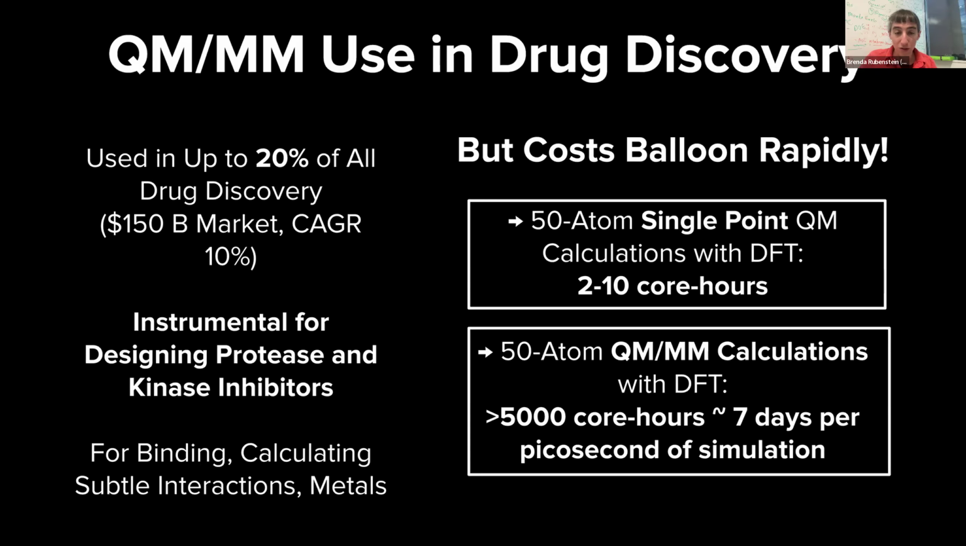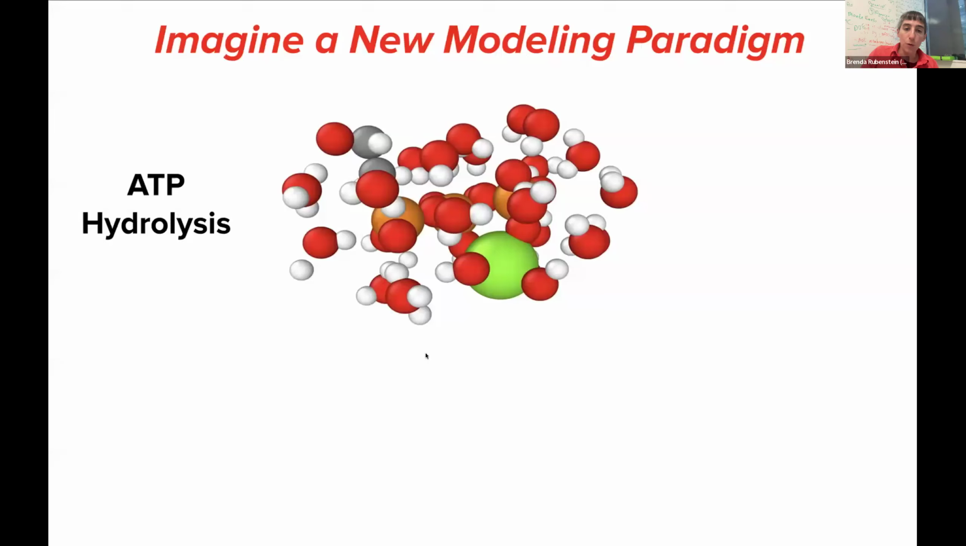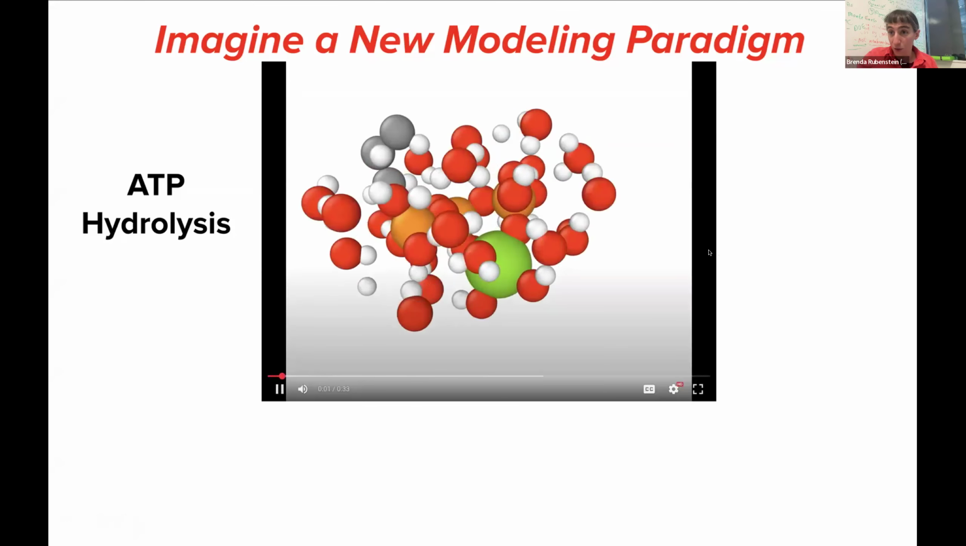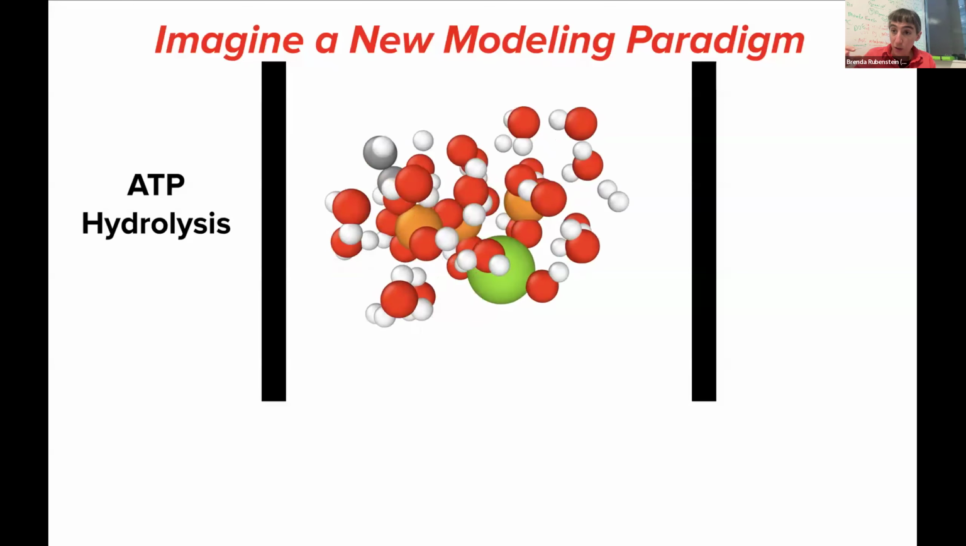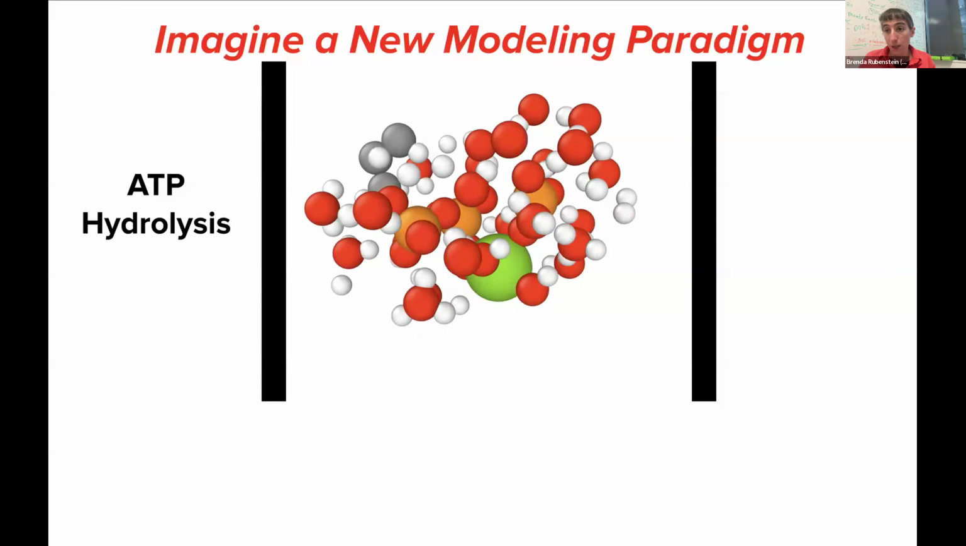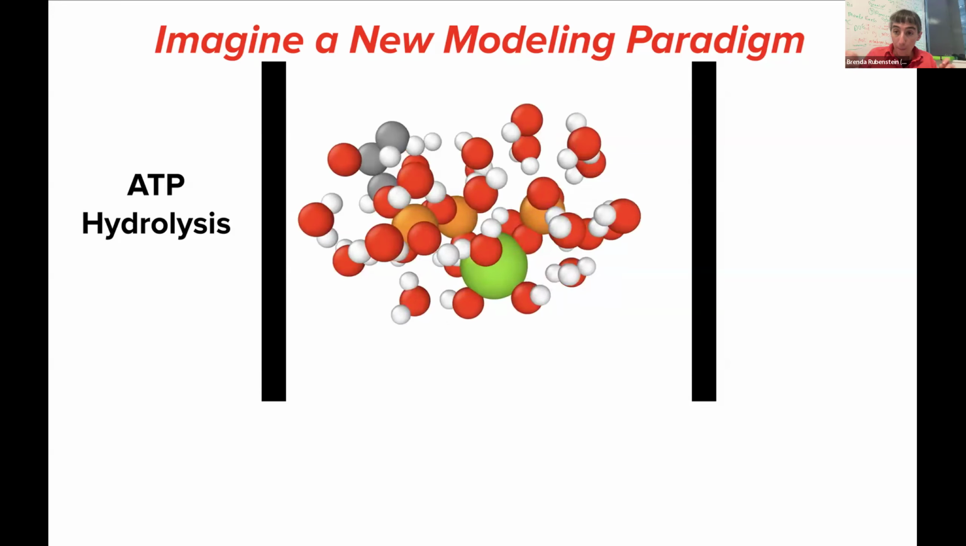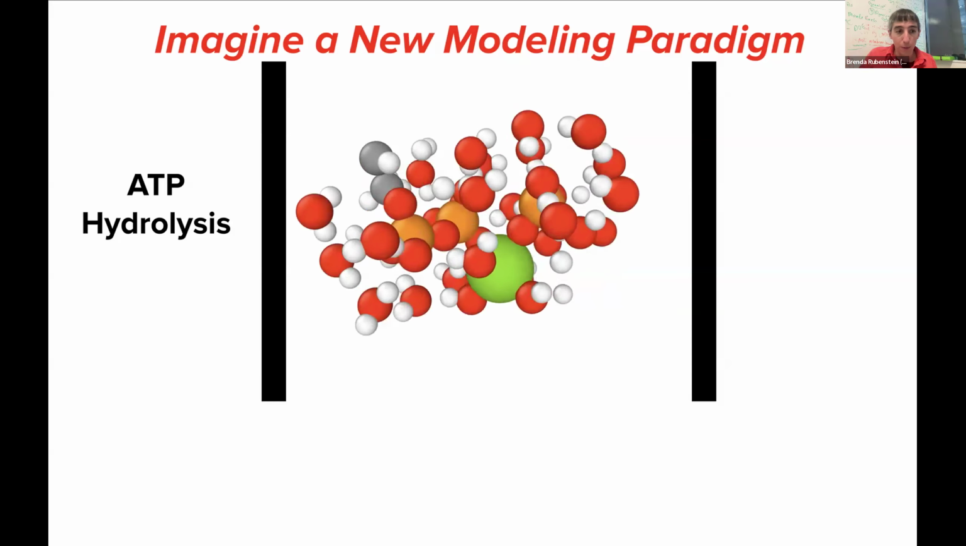We've done a lot of these simulations in my group. They can take a huge amount of time. And so what we ask is, can we do better? And the answer is yes. What I'm showing you is a simulation right now of ATP hydrolysis using high accuracy quantum computing and electronic structure data intertwined into a machine learning framework.